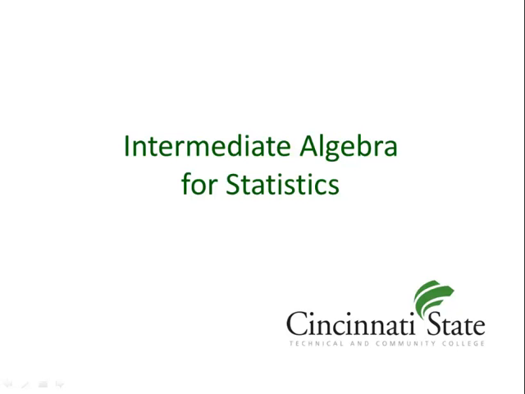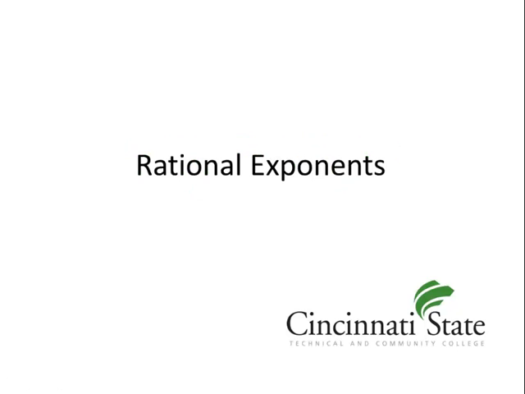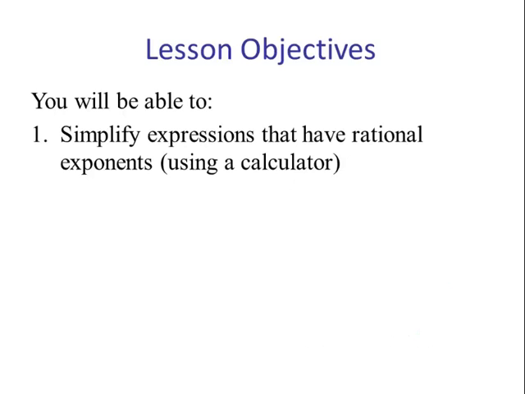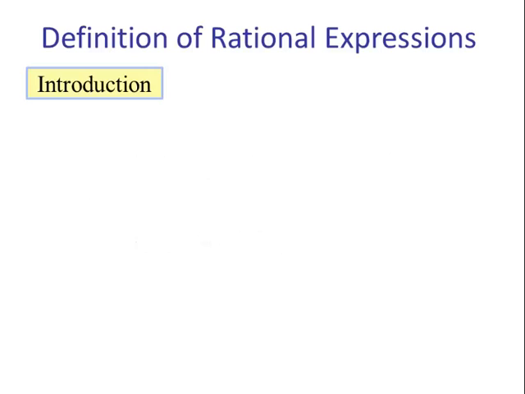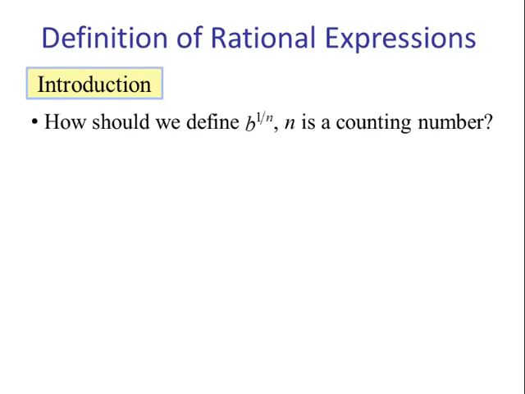Intermediate Algebra for Statistics, Rational Exponents. Lesson Objective: simplify expressions that have rational exponents using a calculator. Lesson Objective: definition of rational expressions. Introduction. How should we define b raised to the 1 over n power, where n is a counting number?